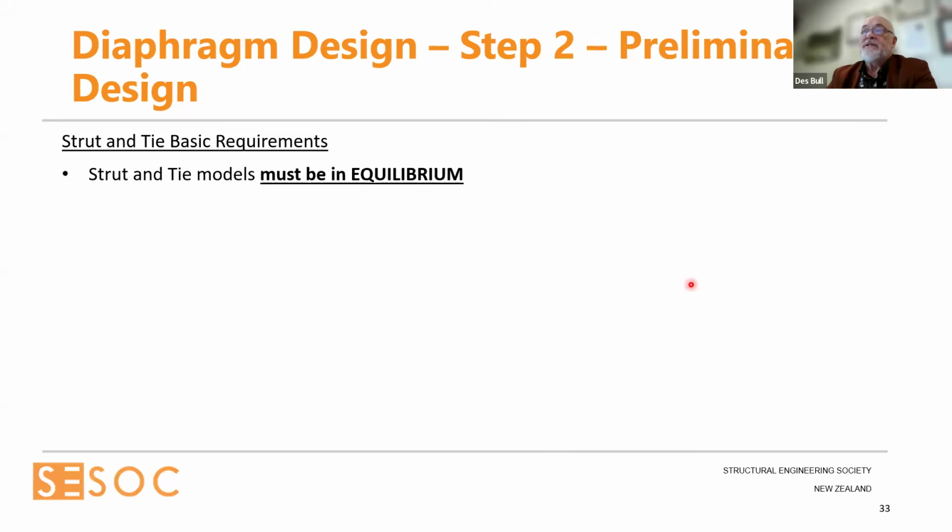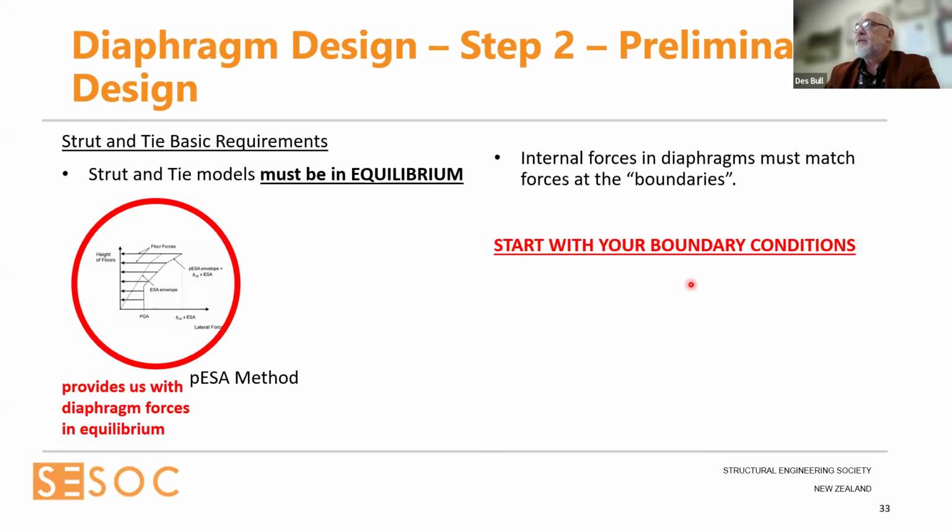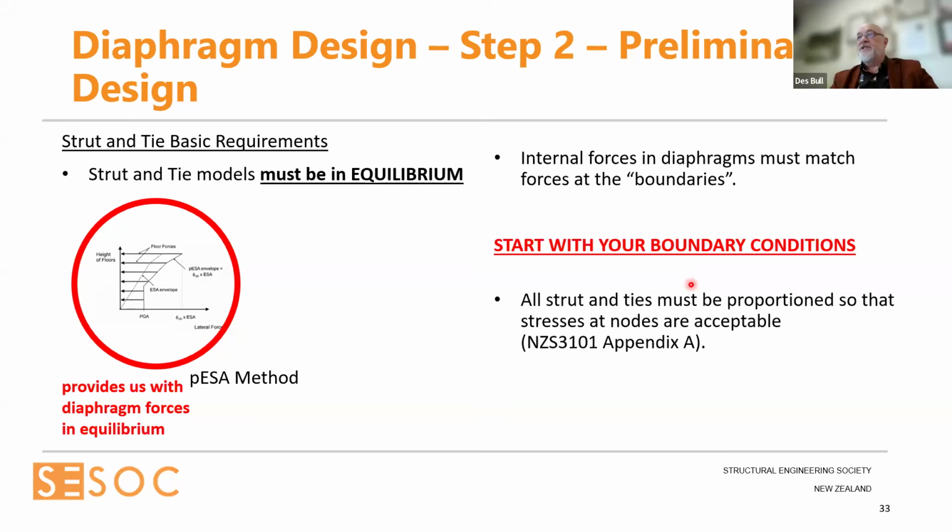Strut and tie models, some of the basics: they must be in equilibrium. We use that method, as I mentioned before, at the moment in the code to come up with your floor forces. And the other thing, internal forces in the diaphragms, that's the inertias and so forth, as well as the tensions and compressions in the diaphragm, must match the loads that are being applied to the diaphragm. So before rushing your strut and tie, get your boundary conditions, your boundary loads in and out of the diaphragm sorted out first. When you step back and look at that, the strut and tie almost jumps off the page.